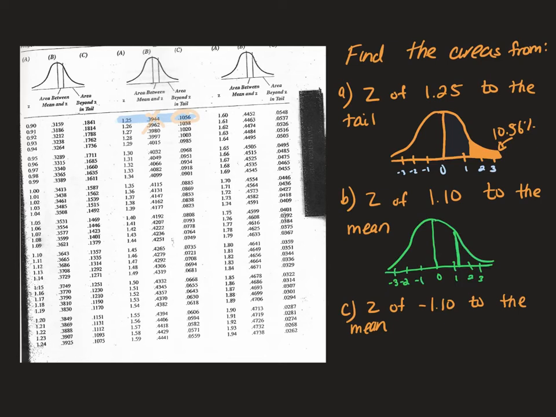Following the same process, I move on to the second question, which was to find the area from a z of 1.1 to the mean. Well, I sketched and I drew my line at approximately 1.1. Now I'm going to shade in the area that I'm looking for. Now that I've done that, I'm going to look up the corresponding area in the chart. I see that the z of 1.1 has a corresponding area from there to the mean of 36.43, and to the tail is 13.57, but I'm not looking for the area to the tail. So that means that the area that corresponds to 1.10 to the mean is 36.43%.